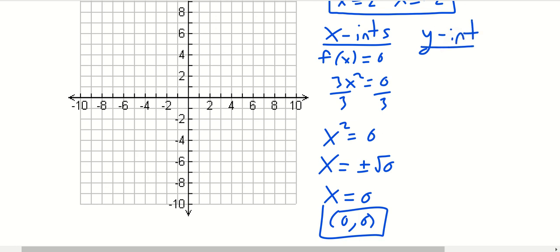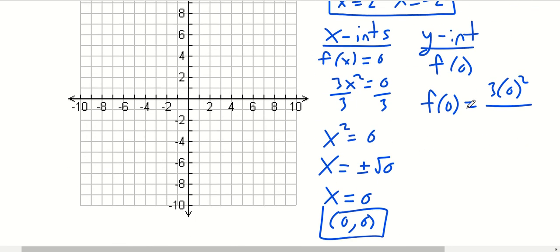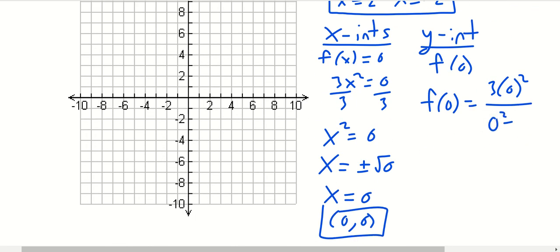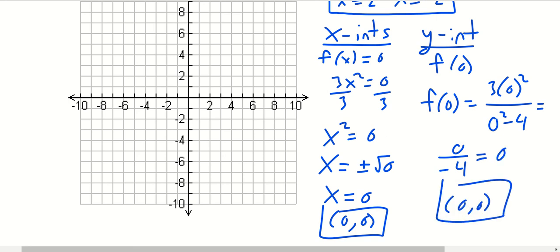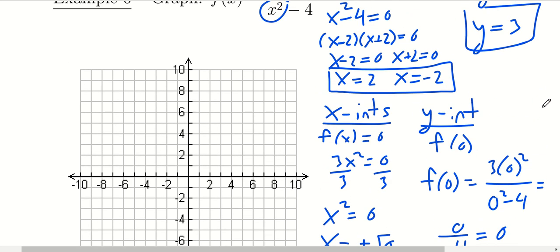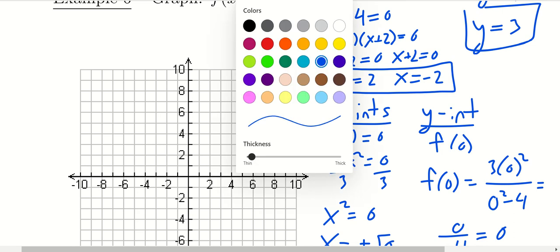For the y-intercept, we need to evaluate f of 0. If we plug 0 into the function, this is going to be 3 times 0 squared divided by 0 squared minus 4, which is 0 divided by negative 4, which is also 0. Okay. So our y-intercept is also the point 0, 0. Let's go ahead and try to graph this.